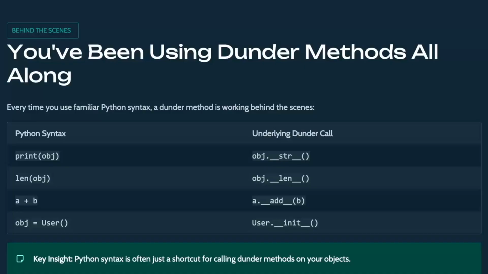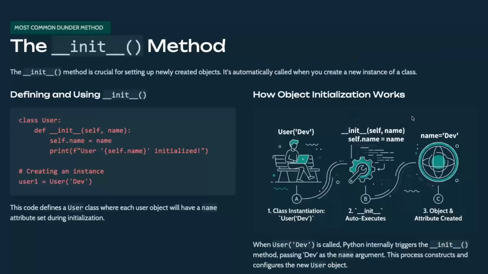When you write len(obj), the same thing happens. When you add two variables a and b, you get a.__add__(b), a Dunder method. And when you create an object user, Python automatically calls its constructor. Python syntax is often just a cleaner way of calling Dunder methods. Understanding these methods makes Python feel much less magical. Now, let's start with the most common Dunder method, the init method.